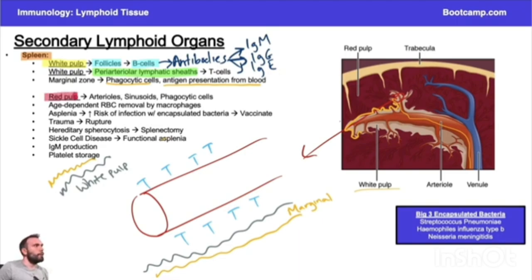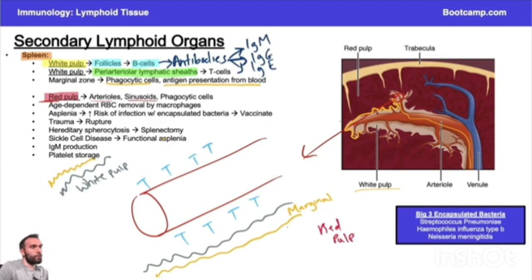Now, what about the red pulp? You can see the red pulp is all this area around the white pulp, again separated by the marginal zone. Red pulp is kind of easy to intuitively make sense of. The red pulp is going to manage a lot of the red blood cells. The arterioles are going to come in and go into these sinusoids. Let me draw this out for you a little bit. I'm going to use this pink color here. So let's just say this is my red pulp back here.